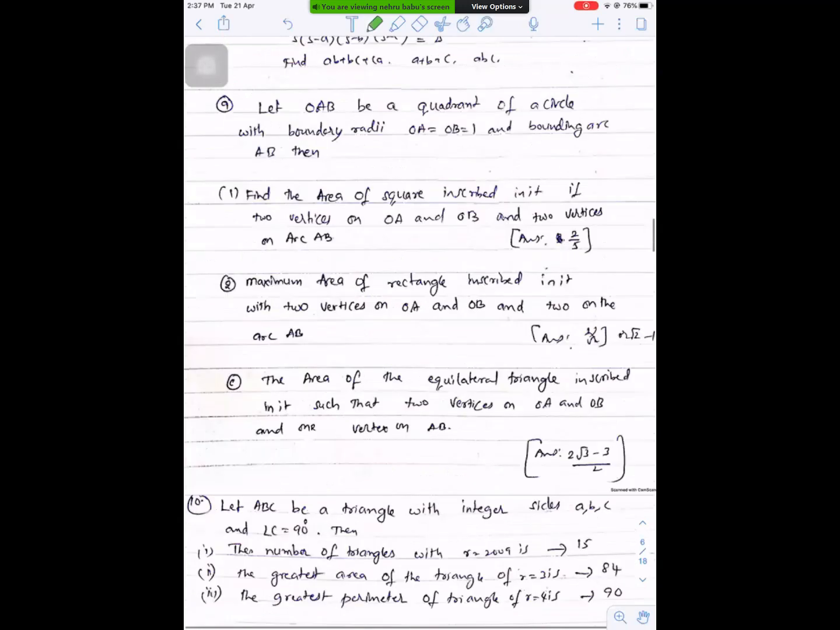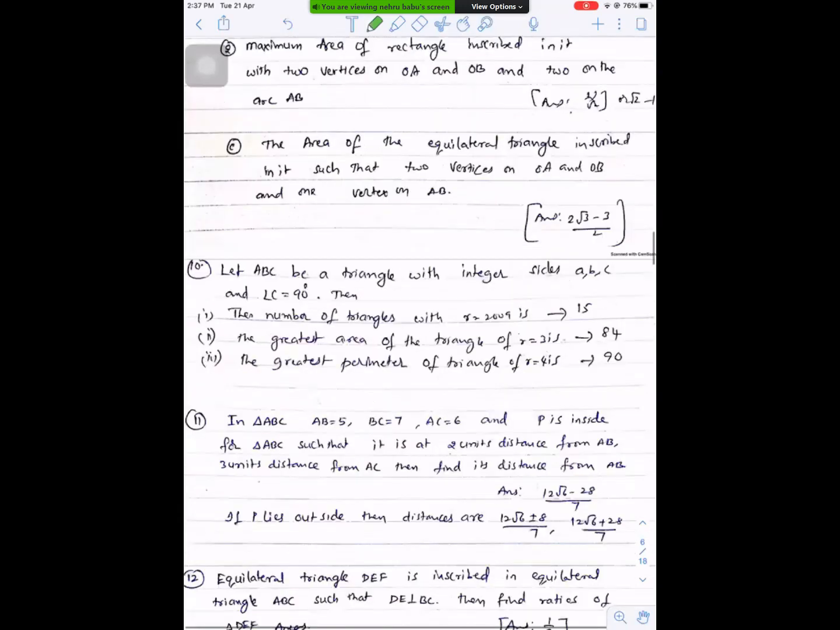This type of model is also important. Note down this problem. ABC is a triangle with integer sides and angle C equal to 90 degrees. All these types of questions are there in your assignment, the properties of triangle assignment. Just check your assignment data.